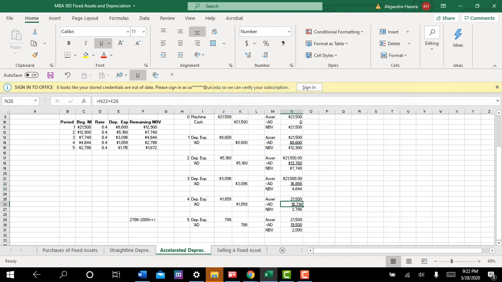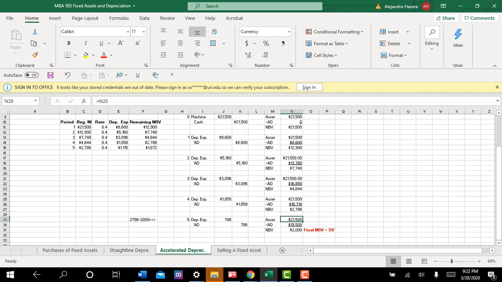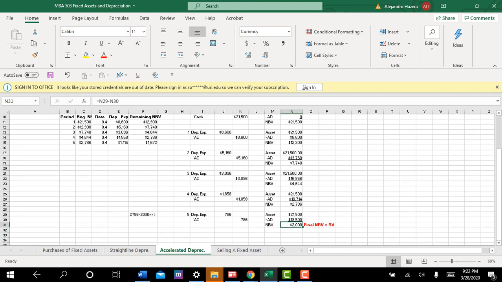So I'm just going to put final net book value equals salvage value. That must always be the case. Okay, but because I'm obsessed with dollar signs, being an accountant, I'm going to go ahead and make sure that all those have the dollar sign in front of them. Okay, and that finishes the accelerated depreciation portion of this lecture.